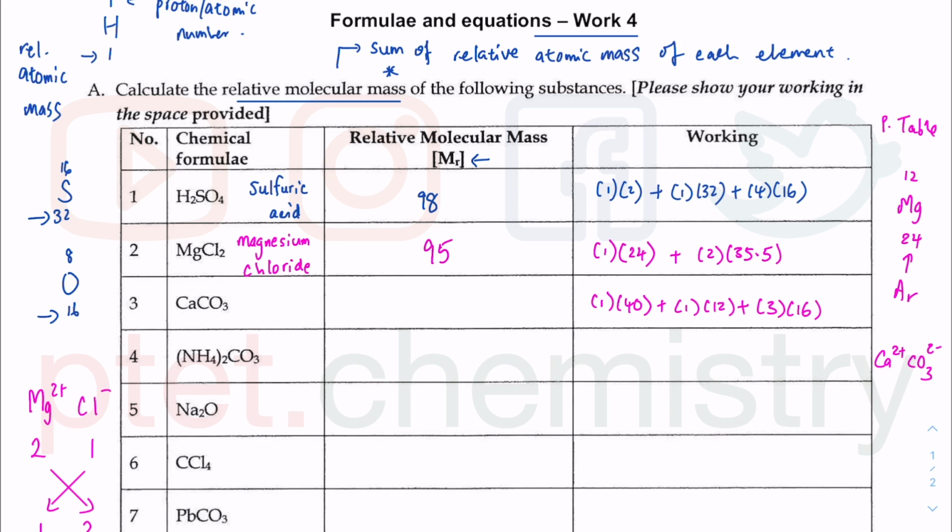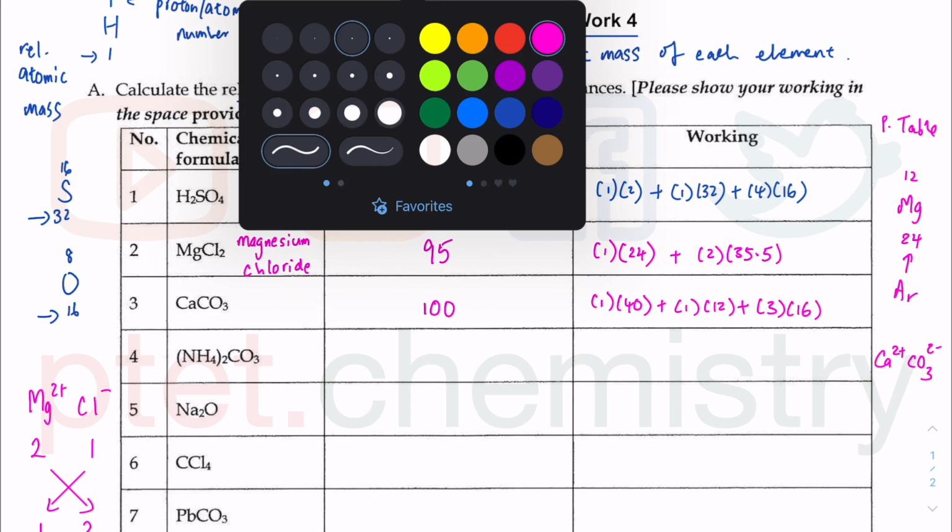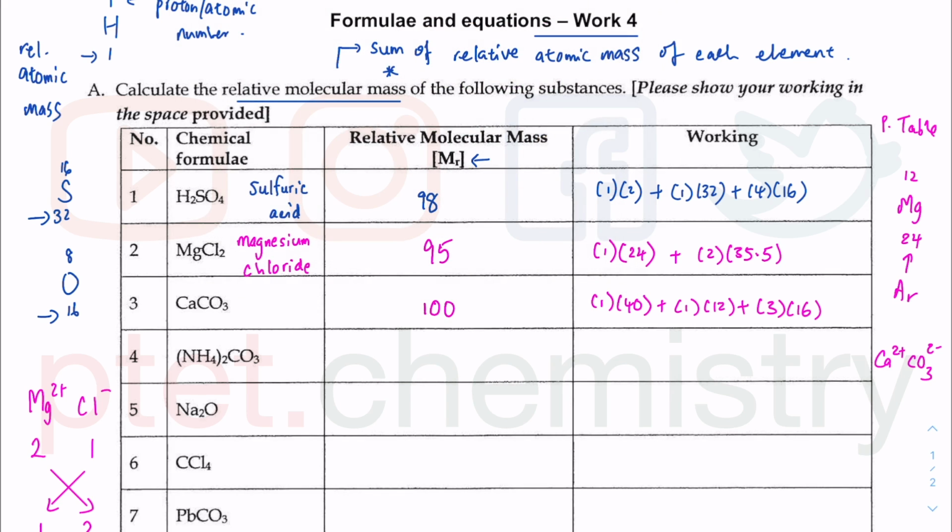Press your calculator. 1 times 40 plus 1 times 12 plus 16 times 3, I get 100. Next up, we have this compound called ammonium carbonate. Hope you can realize that that is ammonium. Ammonium is an ion. Ammonium ion is NH4 plus.